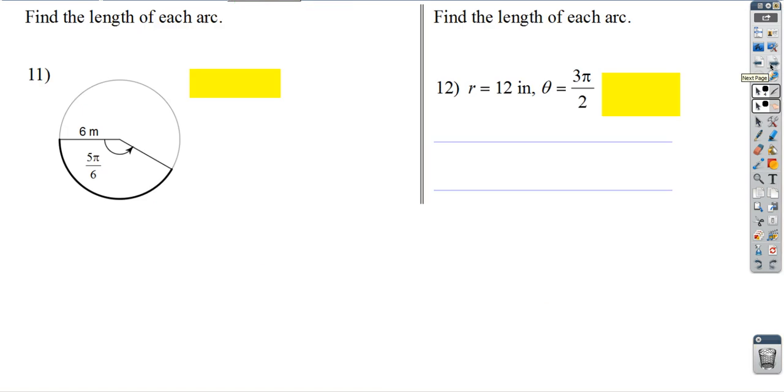In the next video, we'll talk about how to find the arc length of an angle using circumference as the main component.